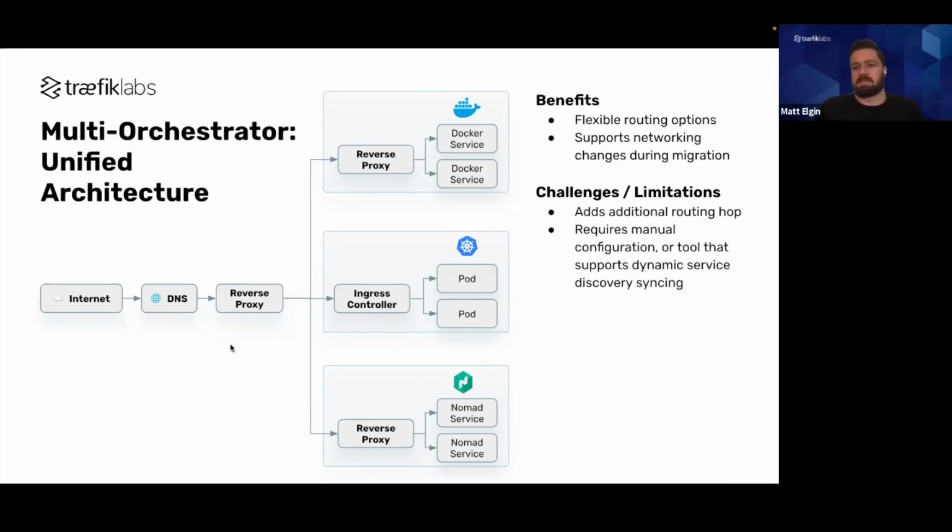So the benefits and challenges here are going to be very similar to what we saw on the multi-cloud setup. So this allows for flexibility. If we're doing a migration, this supports more readily changeable networking updates, but it does introduce that additional hop. And again, we have that manual configuration to think about if we don't have a tool that's automating that for us.